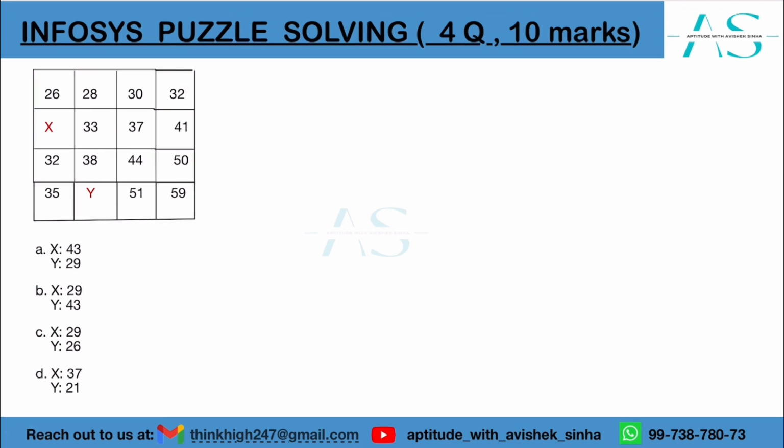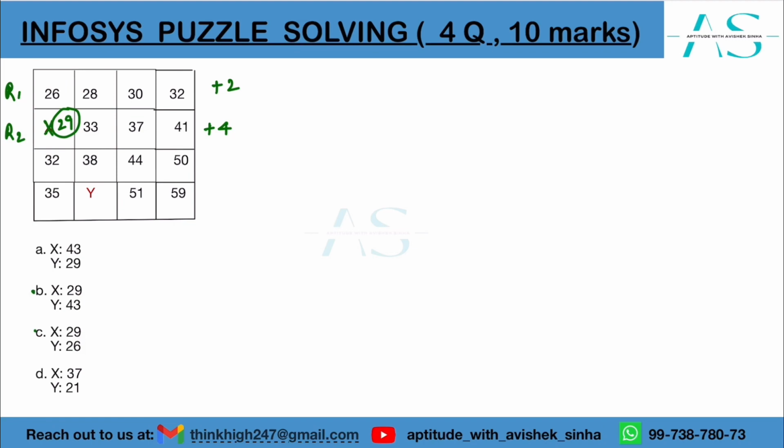So if you look row wise, we have an increment of 2. Now, second row, let's see what is the increment. 33 and 37, we get plus 4. 37 and 41, we get again plus 4. So what could be the possible value for x? Minus 4 from 33, we get 29. Do we have 29 as one of the options? Yes, we do, as B and C.